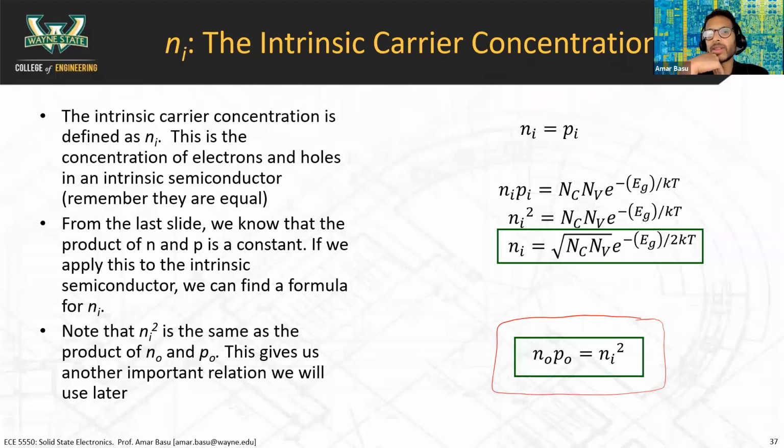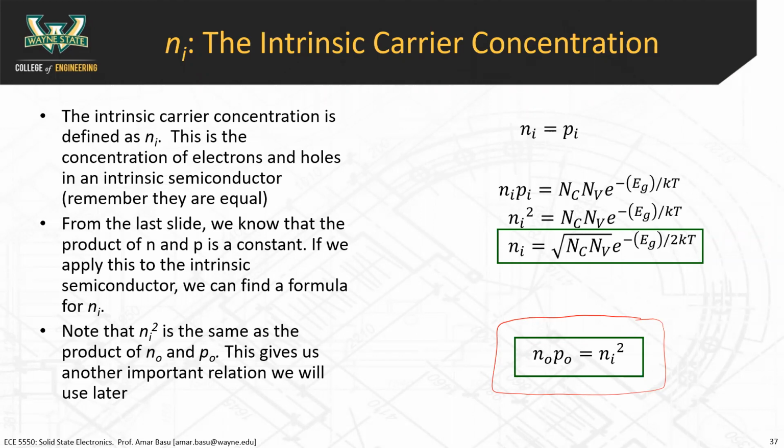Repeating the question: we already know that the electron and hole concentrations are equal to each other in an intrinsic material. Why is that? Aren't they just formed together? Yeah, they're formed together. They're created in pairs. Exactly. It's an intuition we already have in our head.